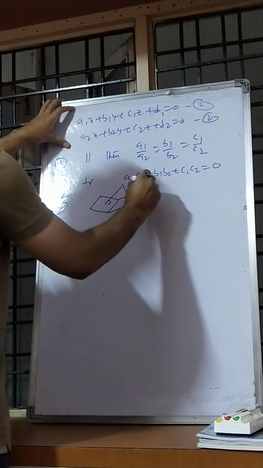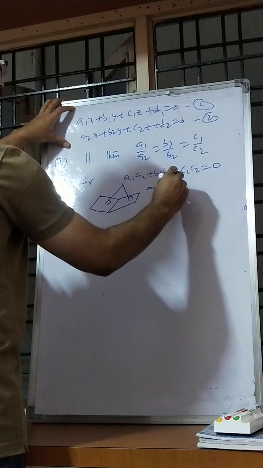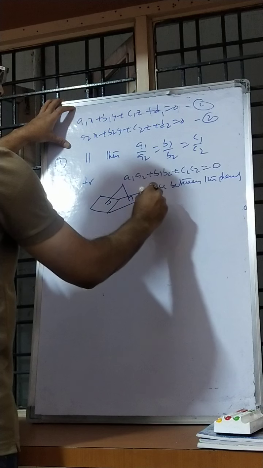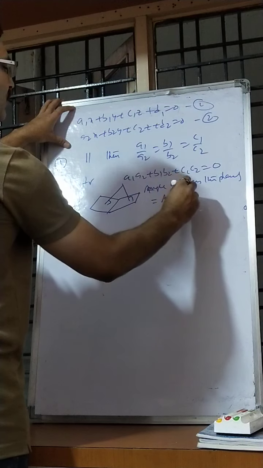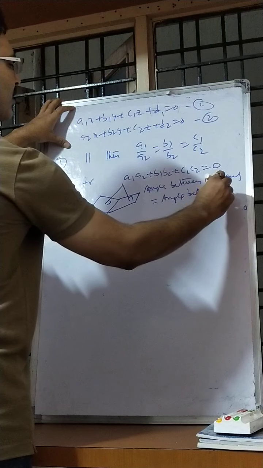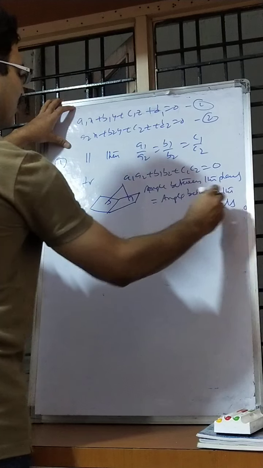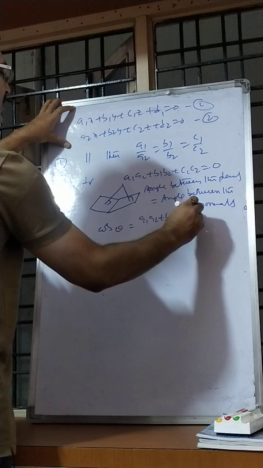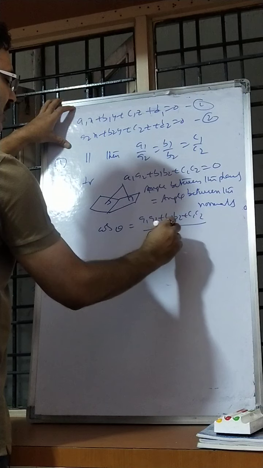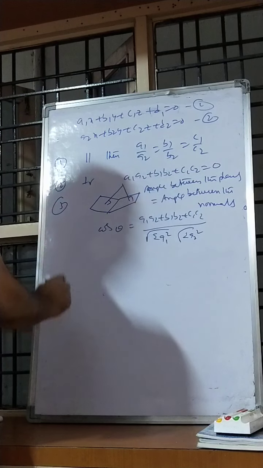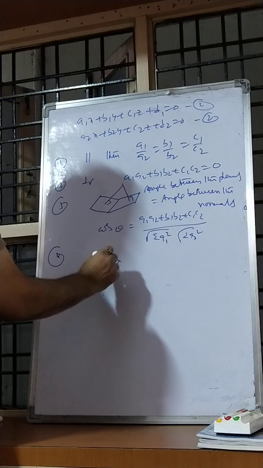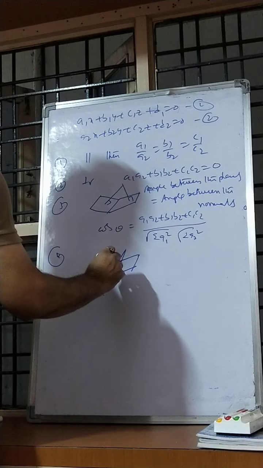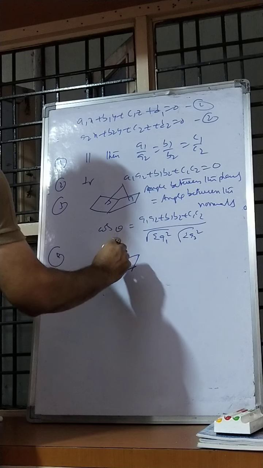and this is a normal. So if anybody asks you the angle between the planes, it is nothing but the angle between the normals. That's why cos θ = (a1a2 + b1b2 + c1c2) / (√Σa1² · √Σa2²). And the fourth one: suppose they ask you like this, one plane is this, the other plane is this one. One more plane we can draw in this way. You see this? This is another plane.